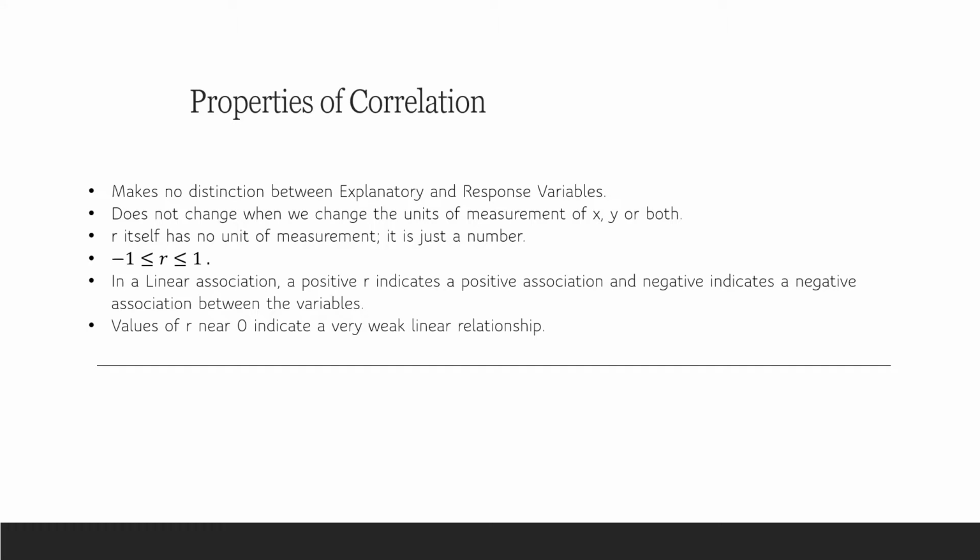This has no unit of measurement because it is just a number, and the value of r lies between -1 and +1. If r is positive, then it says that the two variables x and y are positively associated. If the value of r is closer to negative, then it means they are negatively associated. If the value of r is closer to 0, then it indicates it has very weak linear relationship.